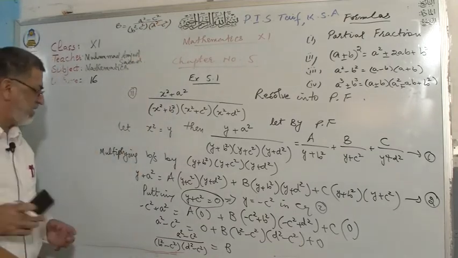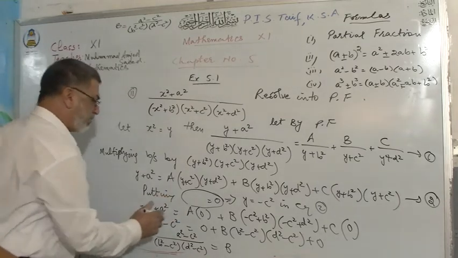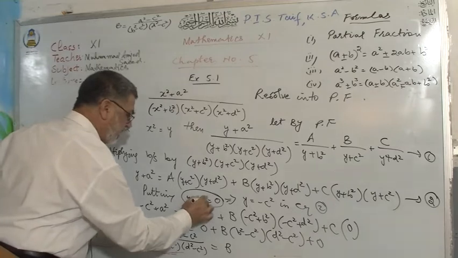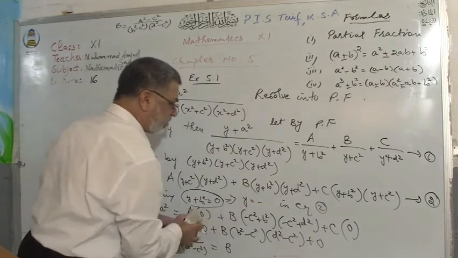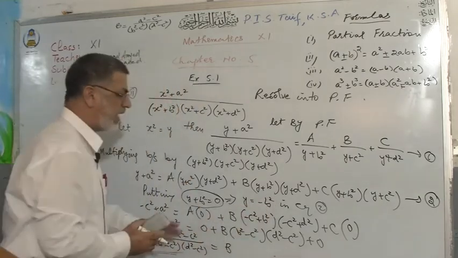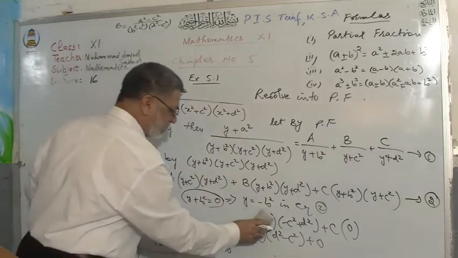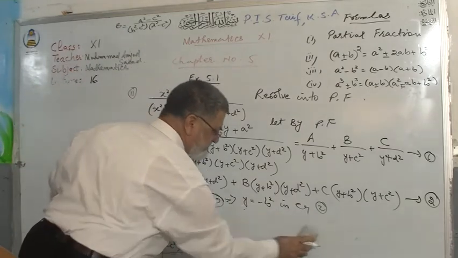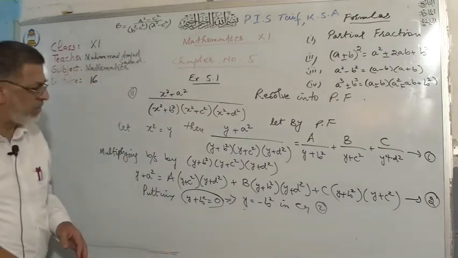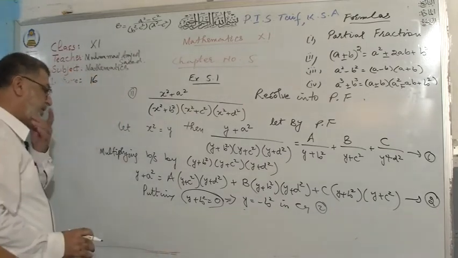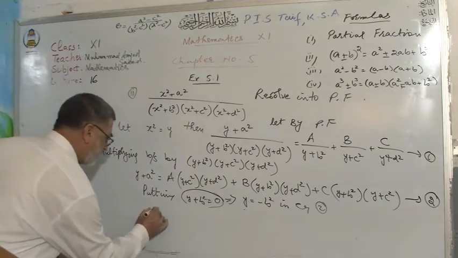After that, put in y plus b square is equal to 0, and here it will be y is equal to minus b square in your equation number 2. Now we will apply these values again in equation number 2. So we have, instead of y, I am writing down minus b square.